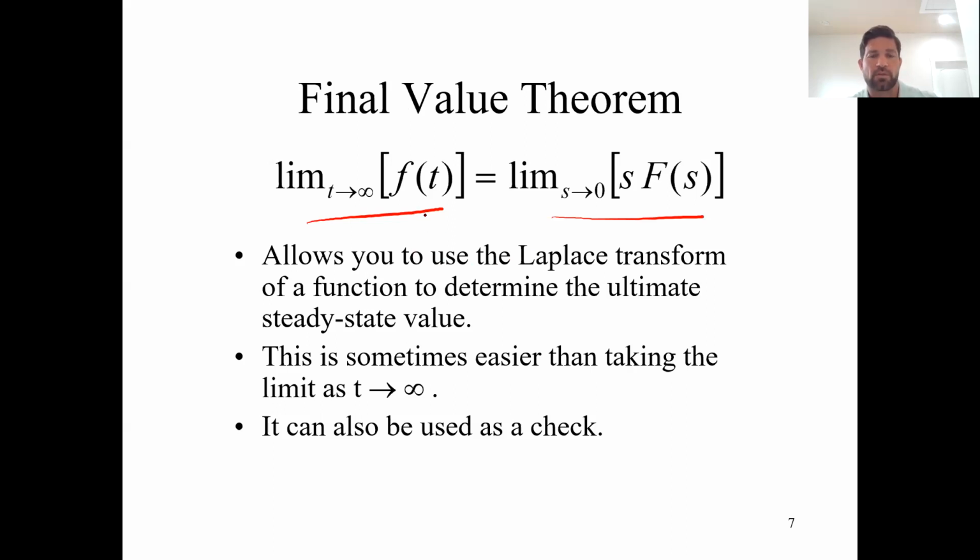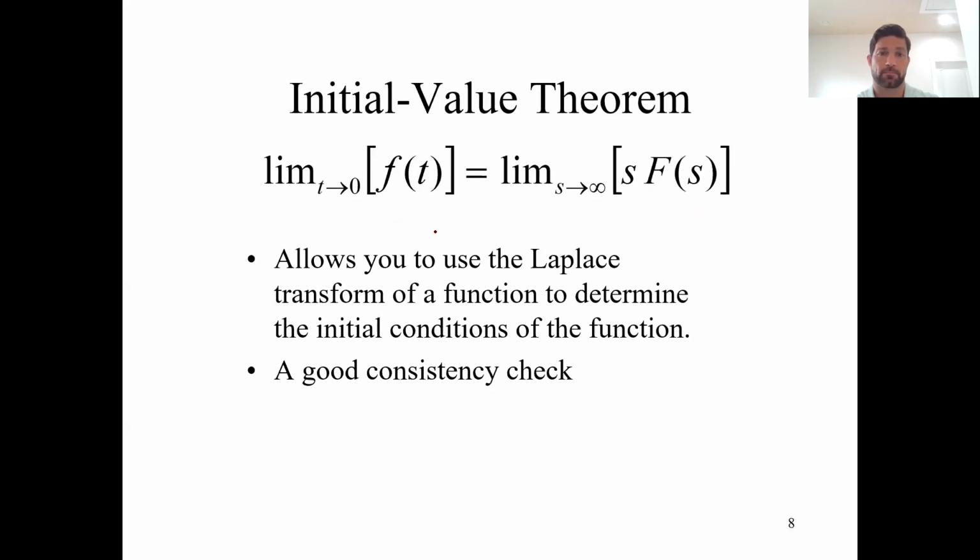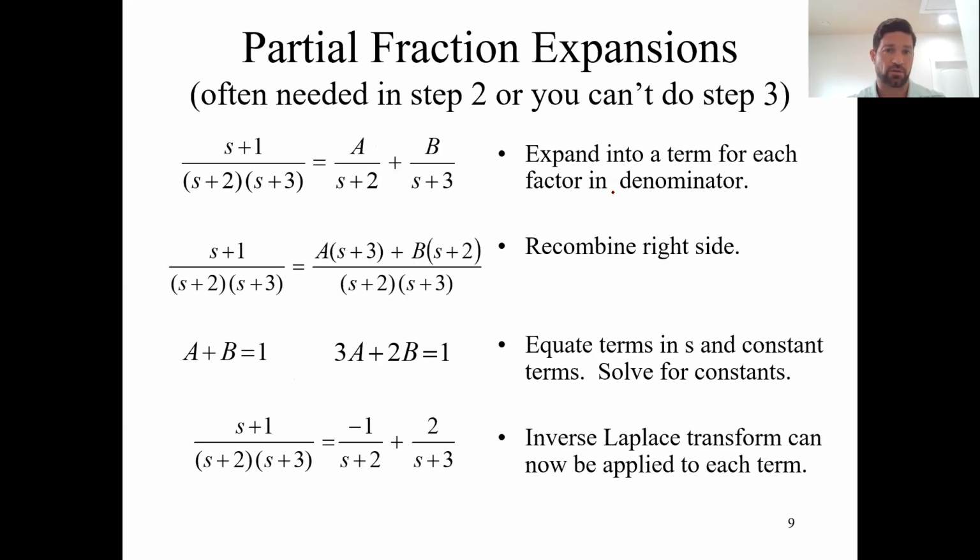One of the things for the final value theorem to be correct is it has to be bounded. So if f of t goes to infinity, this isn't necessarily going to work. Okay, so the initial value theorem is also a good consistency check. What that says is the limit as t goes to 0 of the function should equal the limit as s goes to infinity of s times the function in the Laplace domain. Again, you can do those for either one.